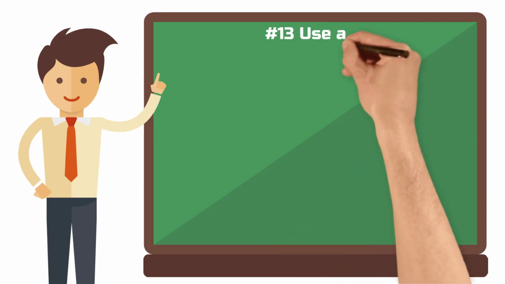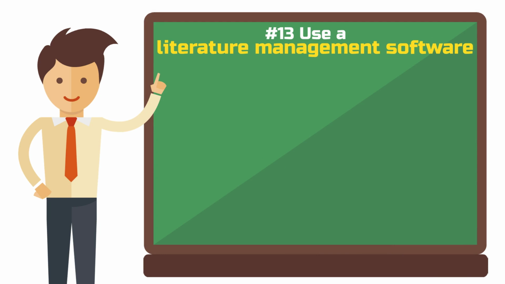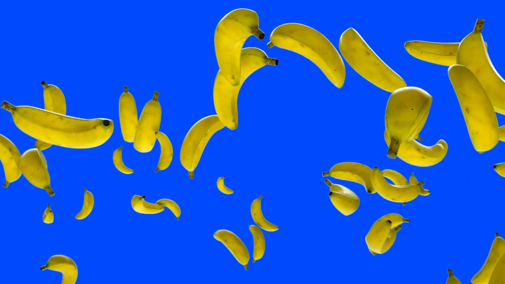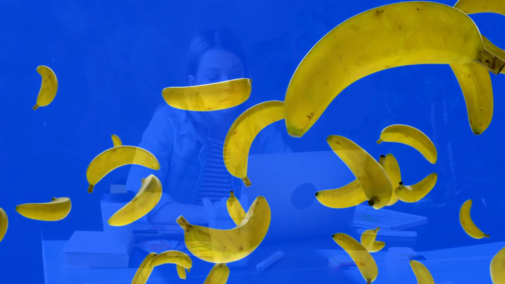Tip 13. Use a literature management software. This is the best invention since bananas. You can also use such a program when you kidnap basketfuls of books from the library. However, you then have to enter them manually into your program. With electronic sources, someone has already done this for you.